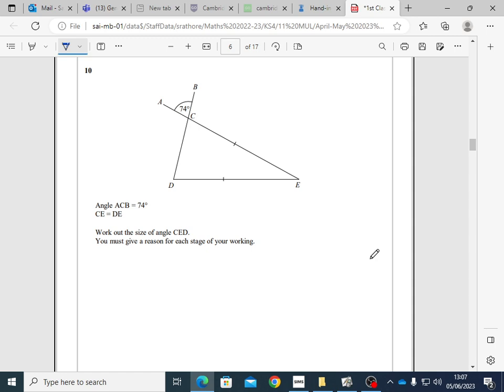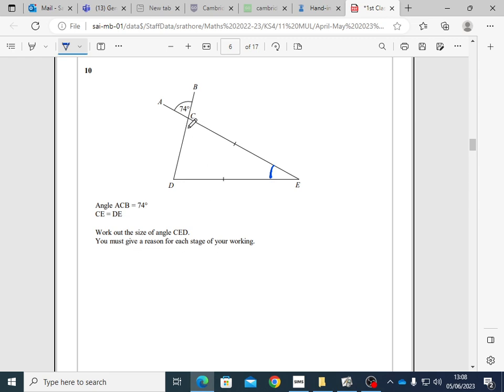Okay, question 10. Now it's starting to get a bit interesting where we need to start putting our thinking caps on. So what it says is that's the angle. Now it might say reason. Yes, it does. Work out the size of CED. So work out that size. Give reasons on each step.